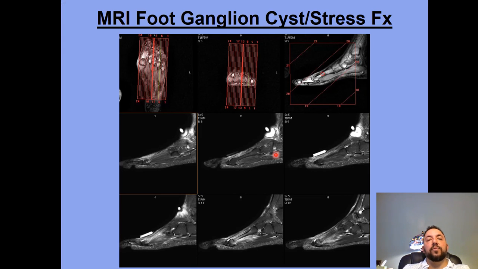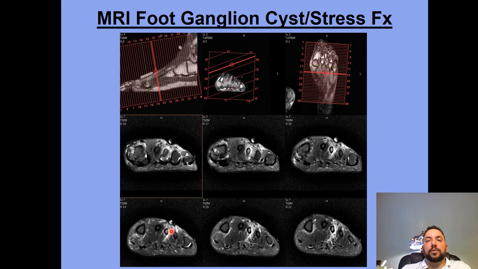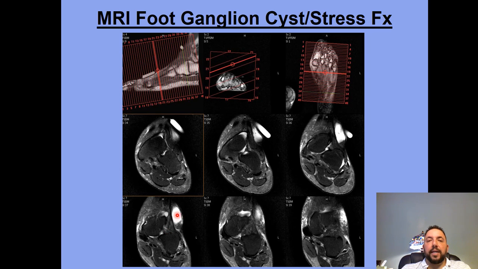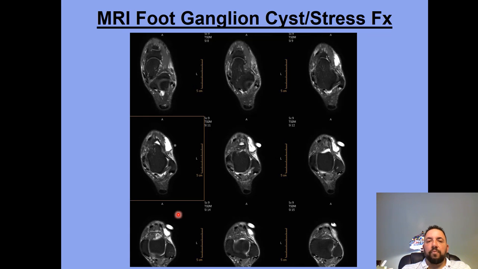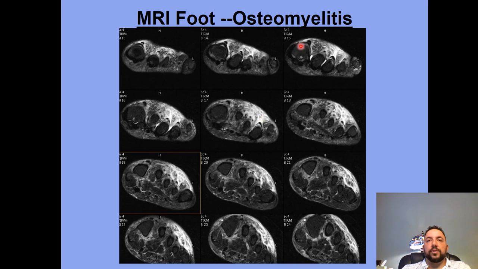Here we have a couple of different pathologies. We have a stress fracture and we have a ganglion cyst. So stress fracture here, ganglion cyst here, and we'll scroll through it and look at it. Stress fracture, obvious increased signal intensity in this region here versus the ganglion that you see here. Ganglion cyst versus the stress fracture.